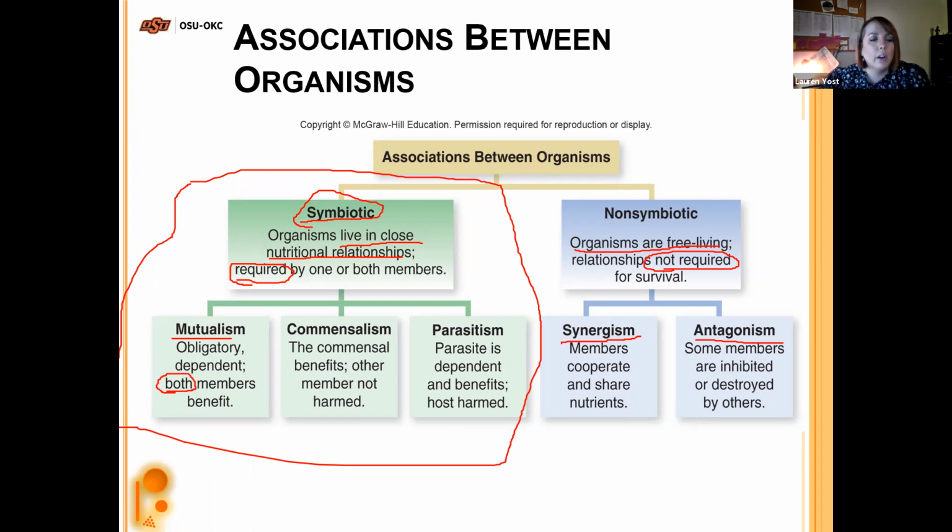Okay. In commensalism, the commensal organism is the one that benefits. The commensal benefits. The other one isn't harmed or benefiting. It's just there. Parasitism. It's pretty self-explanatory. If you have a parasite, it sounds bad. It is. The parasite depends on the host and it's benefiting. The host is always harmed in this relationship. Okay.